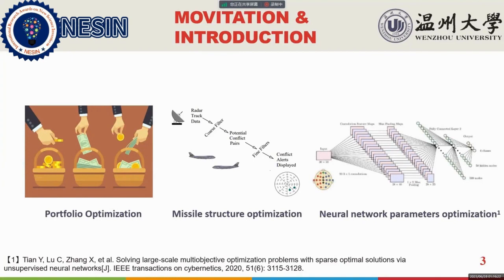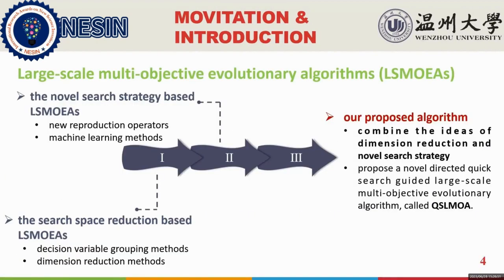Nevertheless, as the dimensionality of the decision space continues to grow, the performance of traditional multi-objective evolutionary algorithms deteriorates exponentially, a phenomenon commonly referred to as the dimension disaster. Hence, it becomes imperative to explore dedicated algorithms designed to tackle large-scale multi-objective optimization problems. In recent years, large-scale multi-objective evolutionary algorithms, here we call LSMOEAs, have attracted a lot of attention from scholars at home and abroad. In general, these algorithms can be classified into two categories, according to whether they directly explore the original search space or not, namely the search space reduction-based LSMOEAs and novel search strategy-based LSMOEAs.